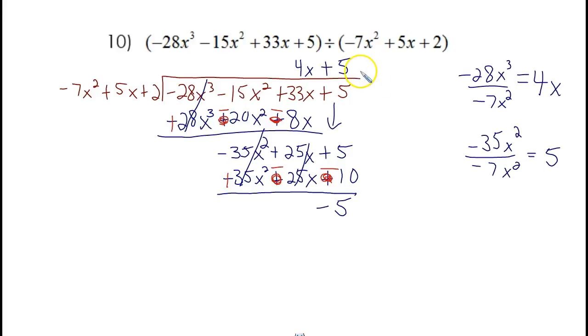Now, I could put plus negative 5 over this whole polynomial here, but instead of plus a negative, I'm just going to put minus 5 over, and then this whole polynomial goes in the denominator, negative 7x squared plus 5x plus 2. And for today, we're going to leave it like that. Just leave that denominator the way that it is. So our answer is 4x plus 5 minus 5 over negative 7x squared plus 5x plus 2.